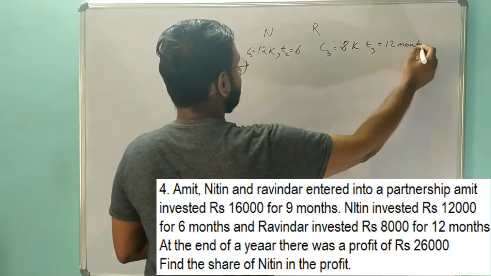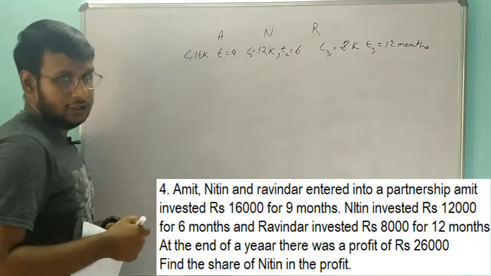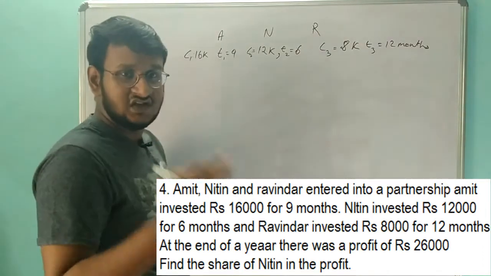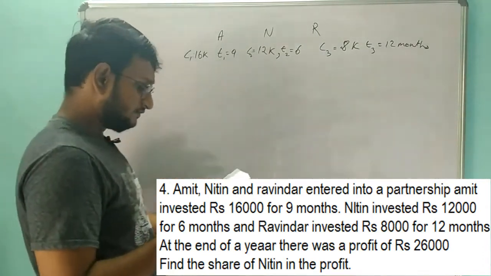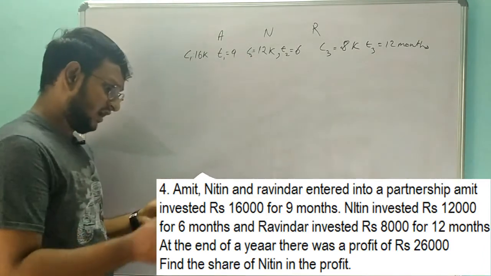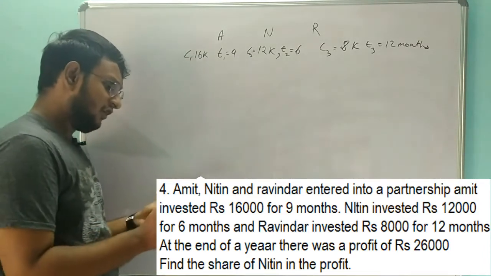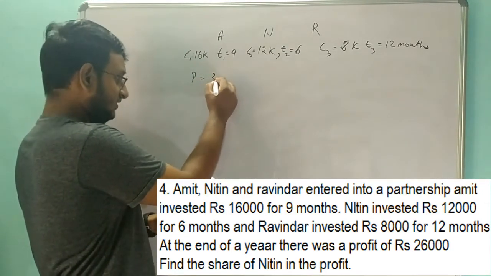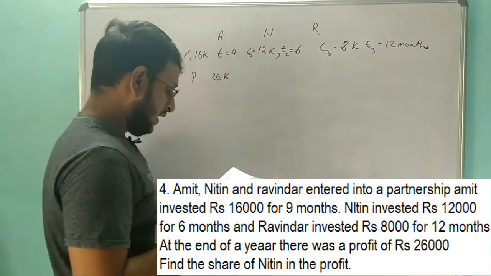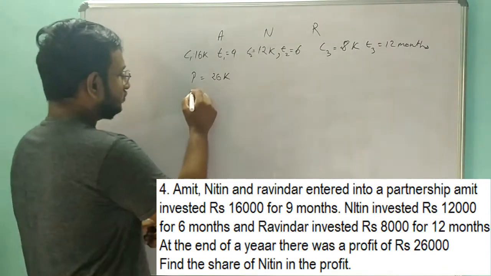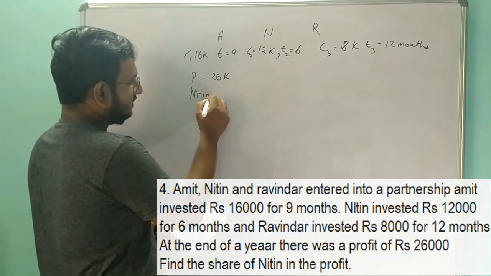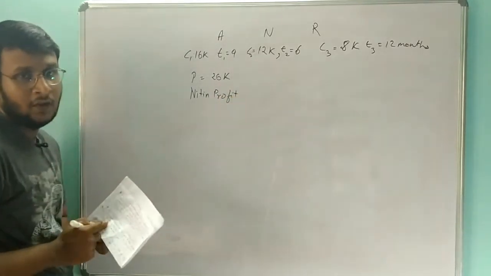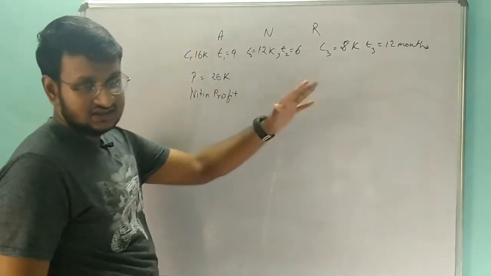So this is exactly the third scenario. Here both the investment as well as the time period are changing, and at the end of the year there was a profit of 26,000. Find the share of Nitin. They are asking us to find the share of Nitin's profit. In the total profit, what is the share of Nitin? In order to find this, this is the third scenario.